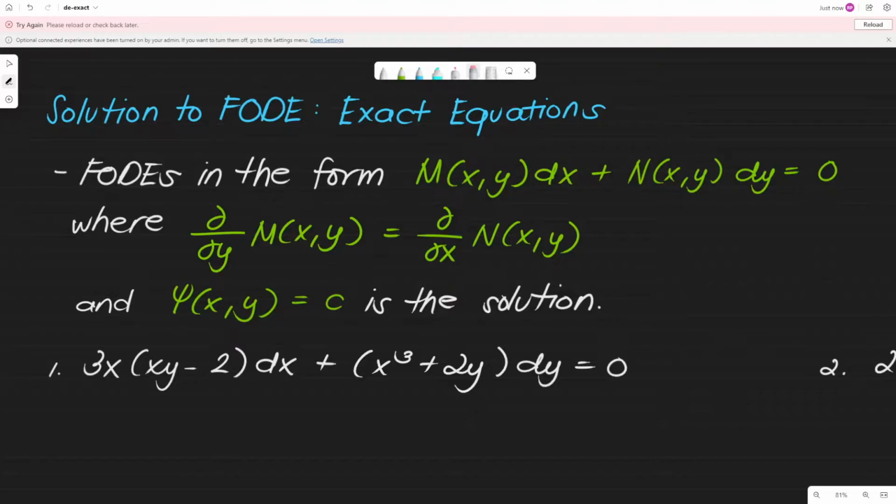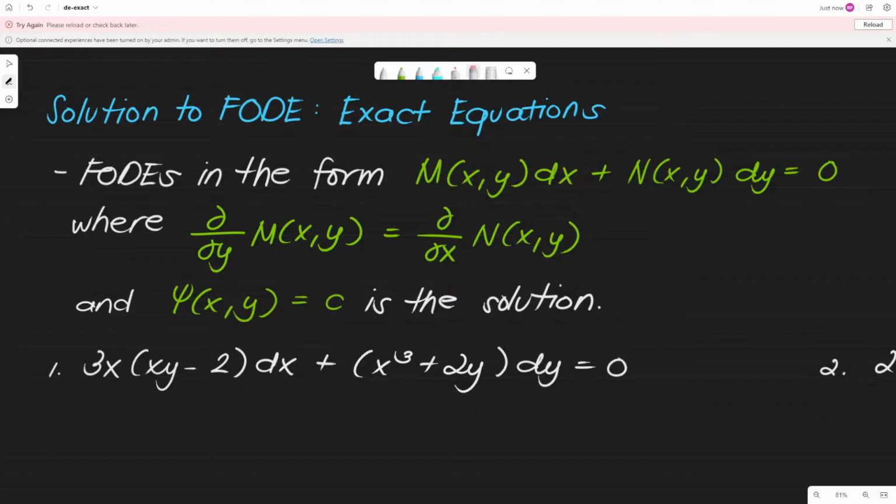But there is a condition, where the partial derivative of M of xy in respect to y is equal to the partial derivative of N of xy in respect to x. And when this condition is satisfied, we're going to introduce the function psi of xy is equal to c. That is the solution to our differential equation. Okay, so let us try to solve.